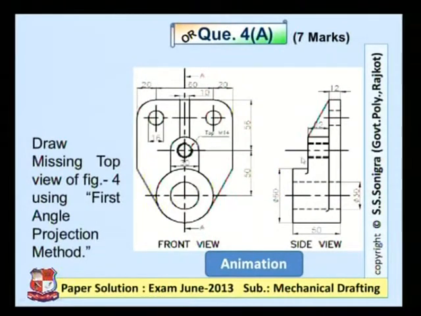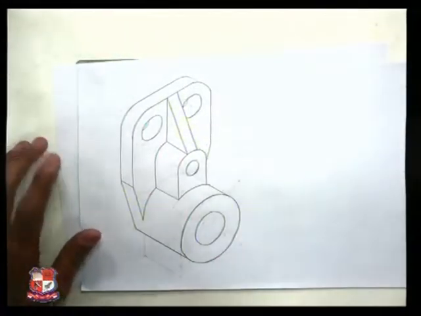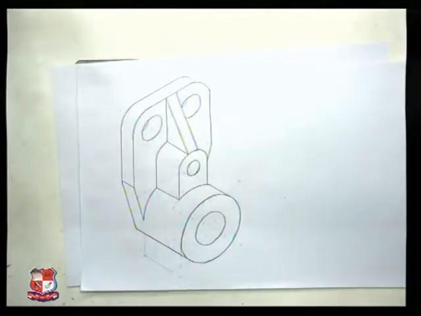In this object, how to draw its side view, its missing top view. So for that, let me assume its isometric view. What would be its isometric view? You can see here, with the imagination, the isometric view of this object would appear like this.